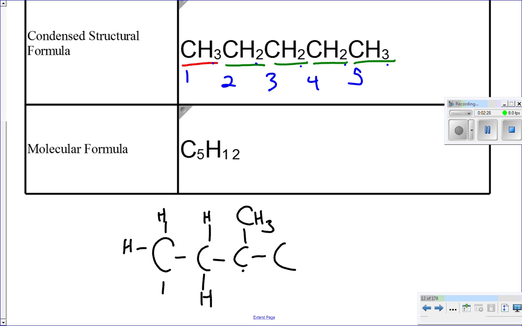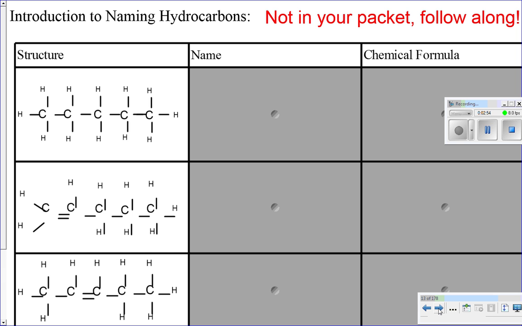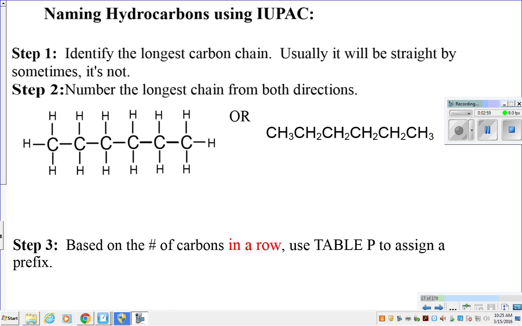This is what's called a branched chain alkane. The problem with the molecular formula is if you were to actually count these, we have 5 carbons, and 3, 4, 5, 6, 7, 8, 9, 10, 11, I forgot that guy, 12 hydrogens. It's exactly the same. These are actually 2 different molecules, which is something we'll talk about later. So the molecular formula really doesn't give us quite as much information. I apologize about that. Okay.